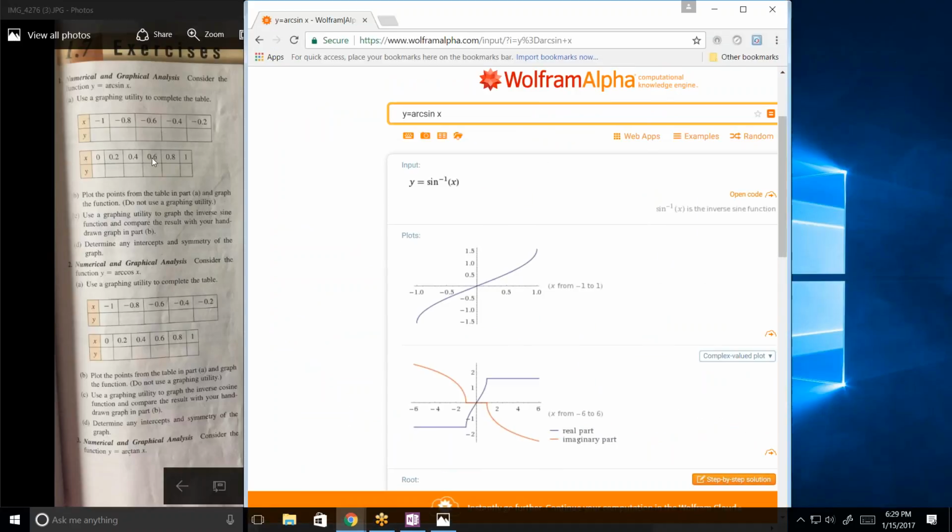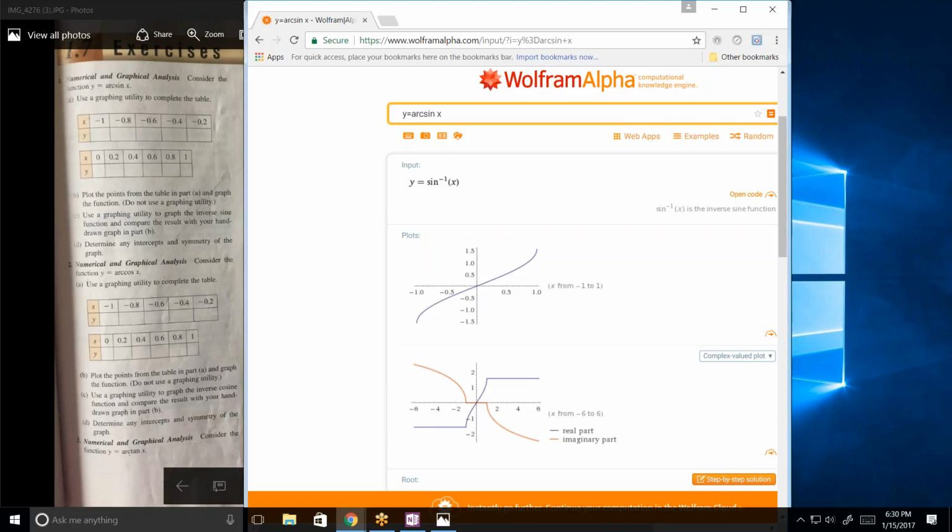So that completes those first two tables. You with me? Okay. Plot the points from the table in part A and graph the function manually. Okay, well we did that. Use the graphing utility to graph the inverse sine and compare the result with your hand-drawn graph. Okay, we'll assume we did that. That's what my first 5 minutes was all about. Determine any intercepts and symmetry of the graph.